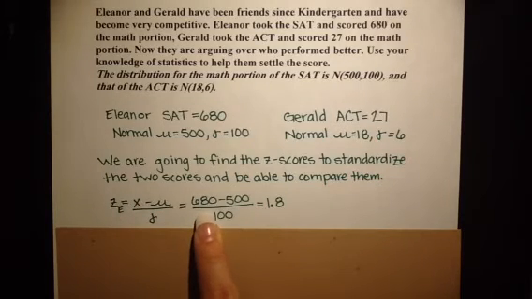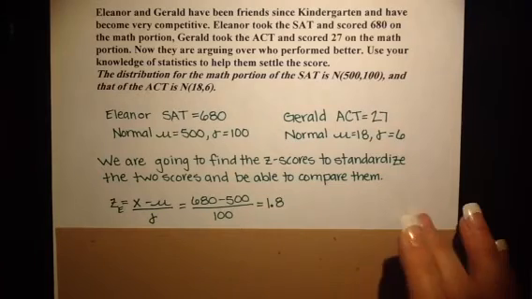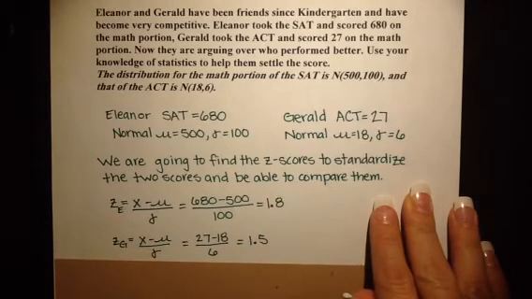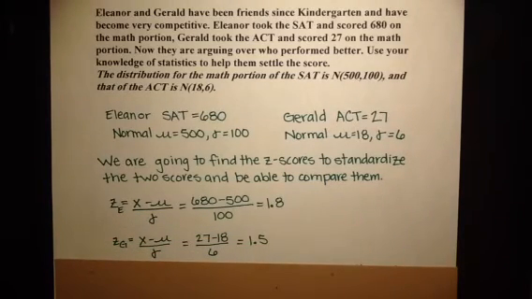For Eleanor, she had a 680, minus the mean for the SAT, which was 500, divided by the standard deviation of 100, and we get 1.8. Then we'll do the same thing for Gerald's score on the ACT. And yes, you want to show this work happening.